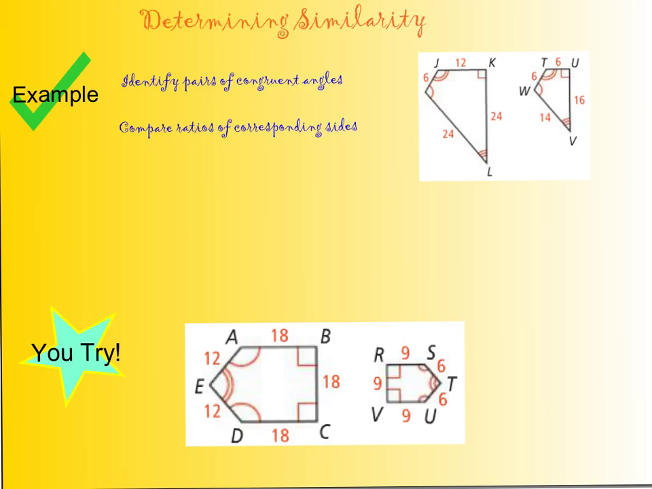And now we're looking at how to determine similarity. So in the last example, they told us, hey, these things are similar, and we were able to pick out which things would be congruent and what my extended ratio would be. Now here, though, I need to make sure, given this picture, do I have similar figures?